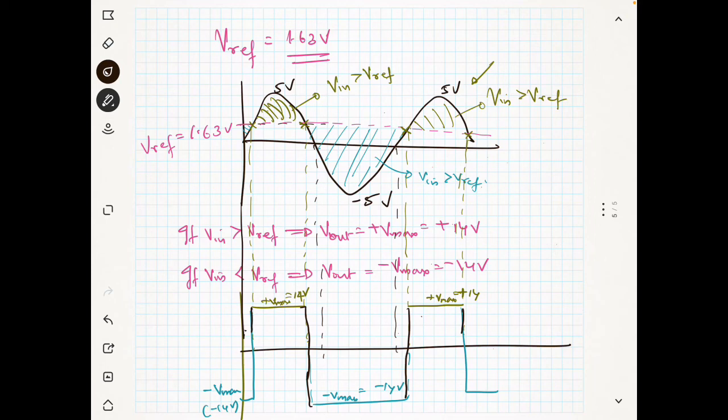I hope this is clear to you. Suppose you want to limit your output not to Vmax and minus Vmax, but to some other levels, then what can you do? So let us consider another circuit: a comparator with output bounding.